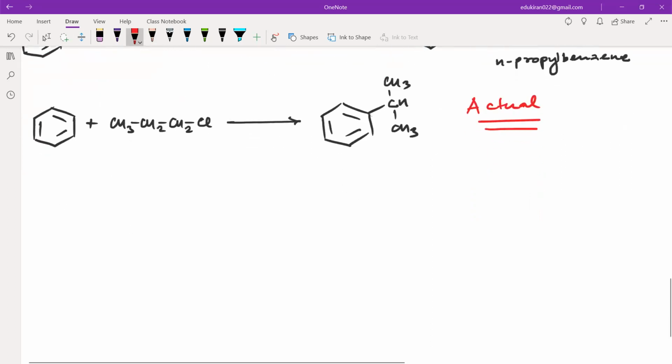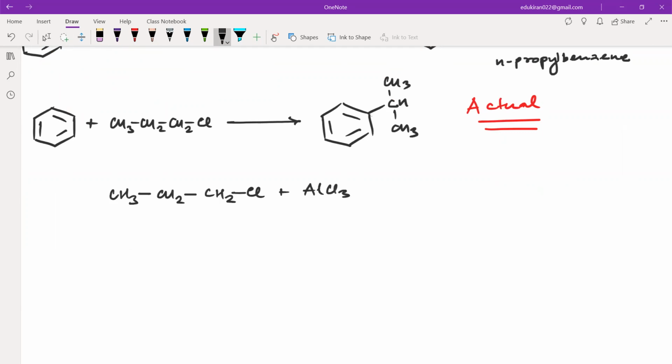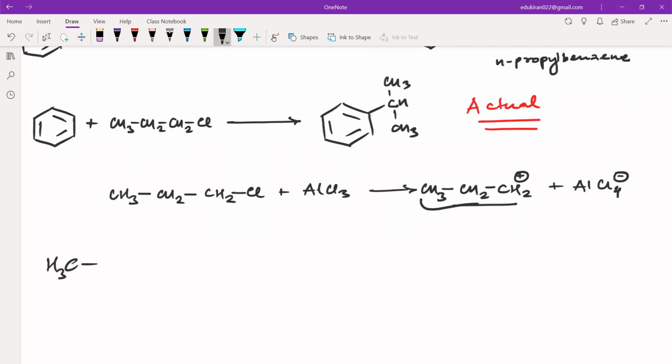Now, let us look at the generation of electrophile here. So CH3CH2CH2Cl plus AlCl3 is going to give me CH3CH2CH2 positive plus AlCl4 negative. Now this carbocation is very important. In this carbocation we have CH3, which is bonded to a carbon which has hydrogen atoms here and here, singly bonded to a carbon atom which is having a positive charge. Yes or no? It is having a positive charge.